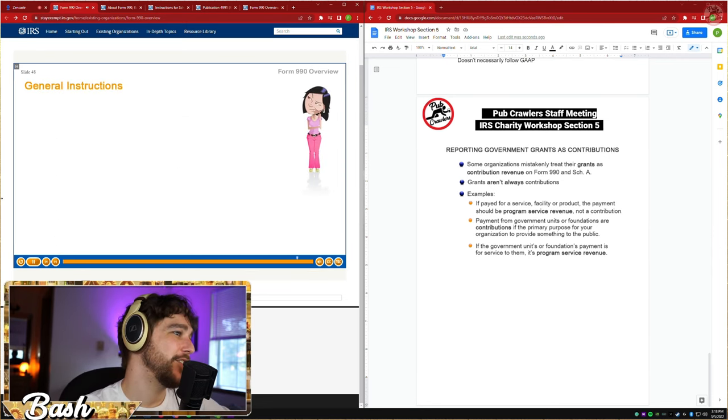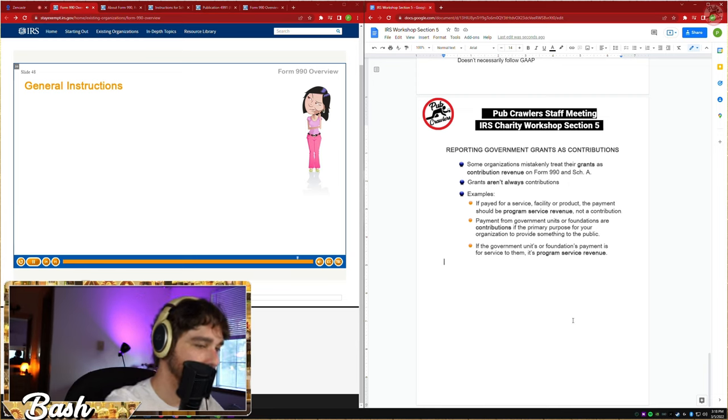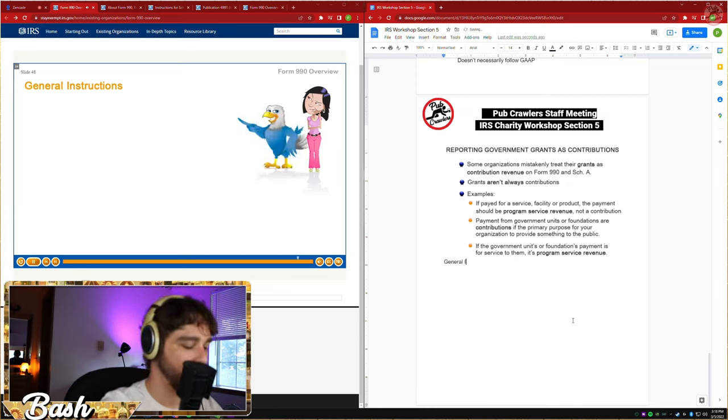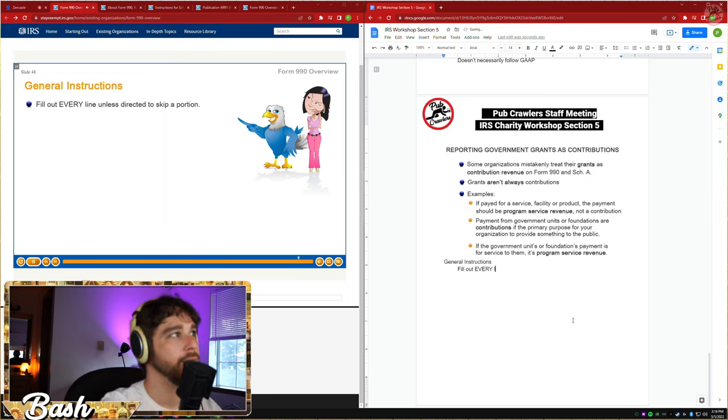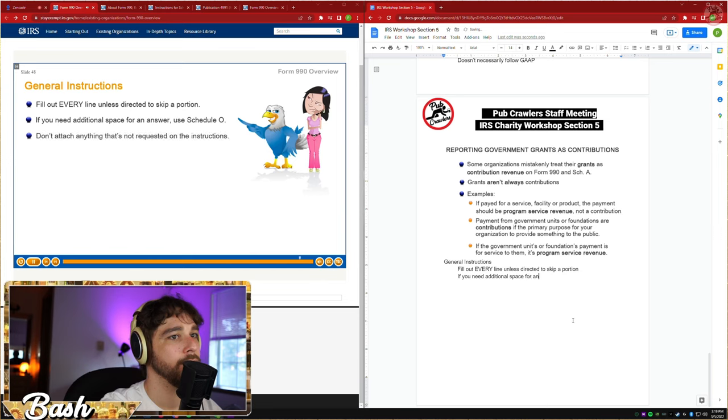Are there general instructions when filling out Form 990? Yes, just two more things before we finish the course. First, remember that every line of the core form must be completed unless the form specifically instructs you to skip a line. And what if there's not enough room to fill in all the answers? If you can't answer a question in the space shown, you can continue your answer on Schedule O. That's its main purpose. Also, please don't attach anything to the form that isn't requested in the instructions. Select the Continue button to finish this course.